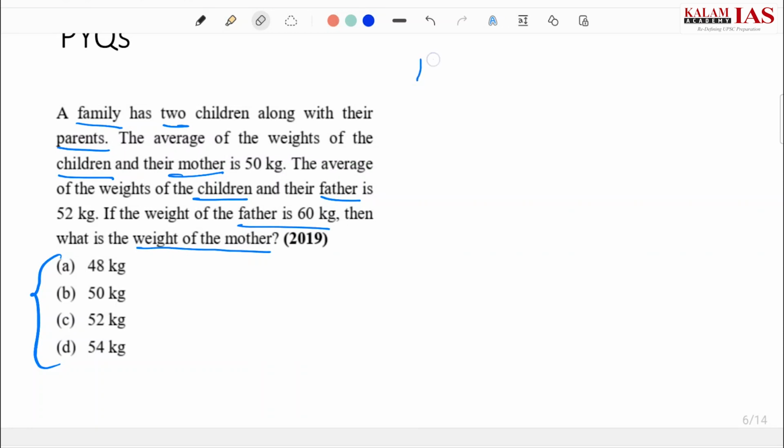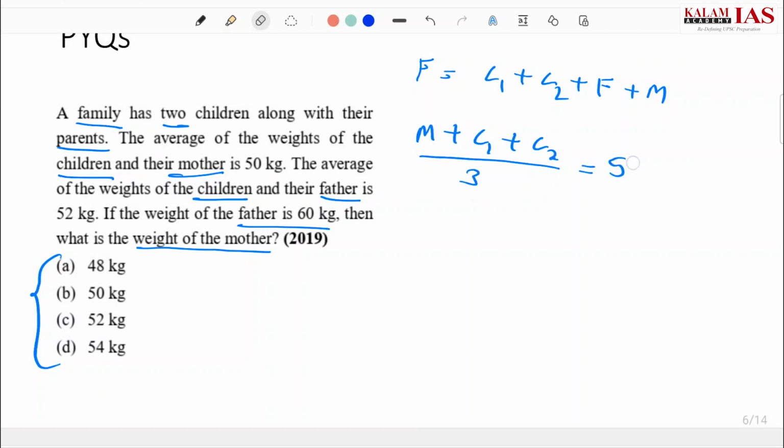It is basically a family of 4 members: child 1, child 2, father and mother. Firstly, it is saying the average of children and mother, that is the weight of mother, child 1, child 2 divided by 3, because there are 3 members, equals 50 kg. And then it is saying the average weight of children and father, that is father, child 1, child 2 divided by 3, is 52 kg. If the weight of father is 60 kg, that is F equals 60, what is the weight of mother?